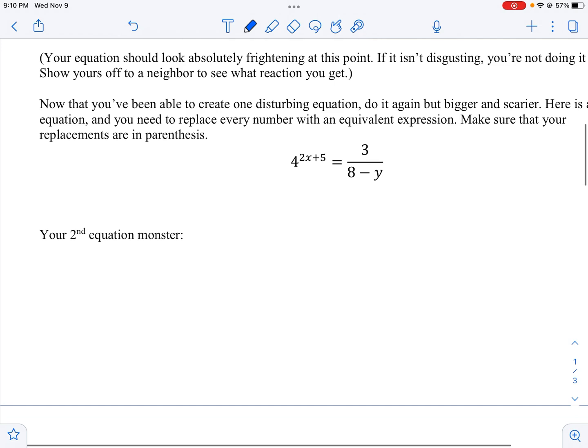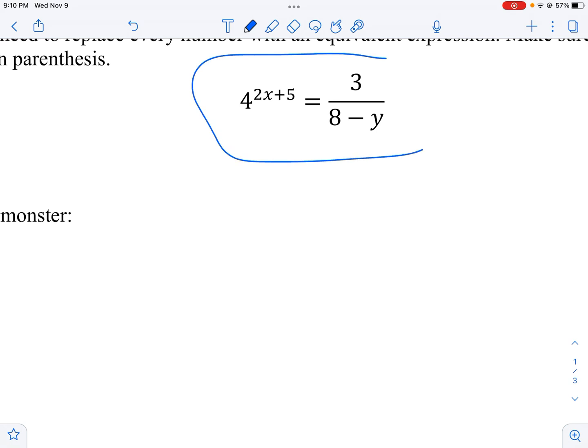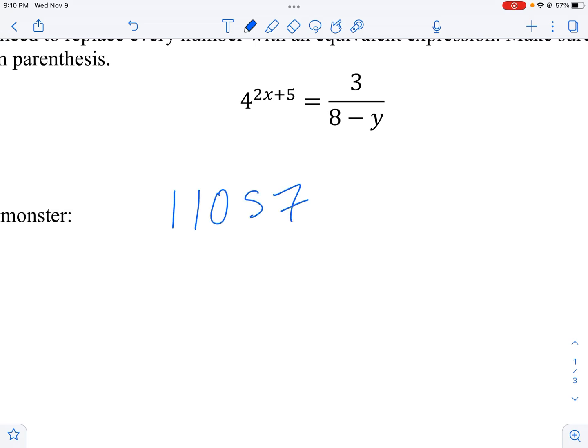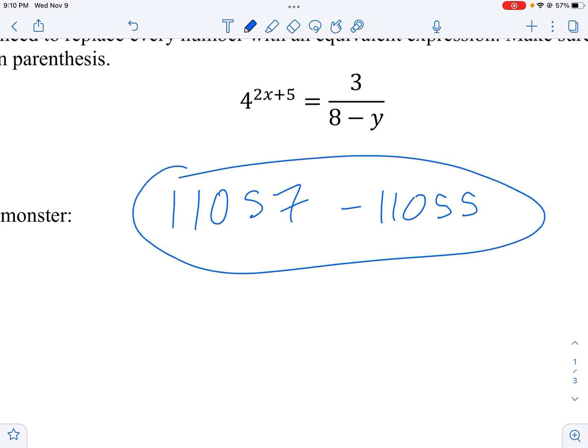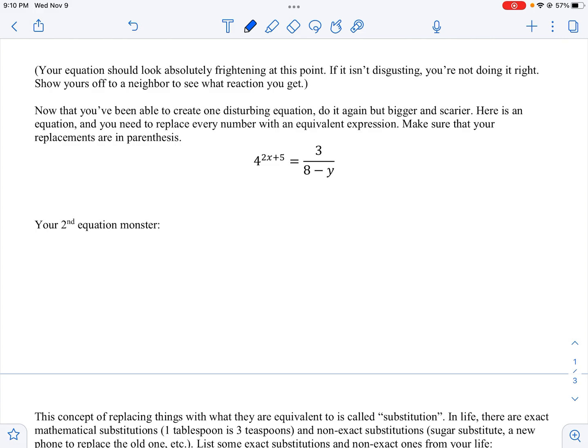And now that you've done that, you get to do it again. You're going to rewrite this equation here, and replace all of the numbers with something that equals those. So you're going to replace 4 with something that equals 4. You can replace the 2 with something that equals 2. You could do a number like this and then subtract almost the same number. You get that, right? You can put this in the place of the 2 because it equals 2. So yeah, you're going to make a second monster and put it in there.